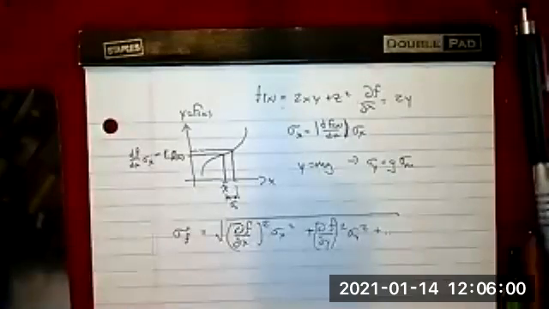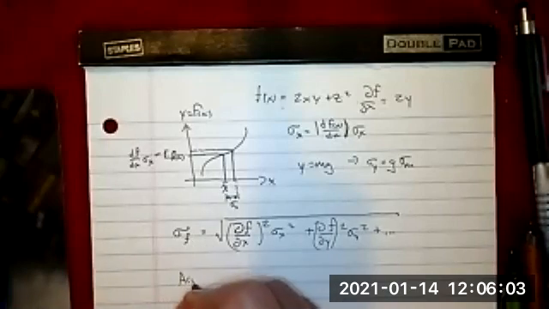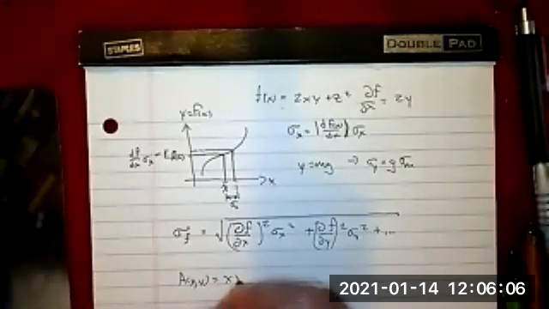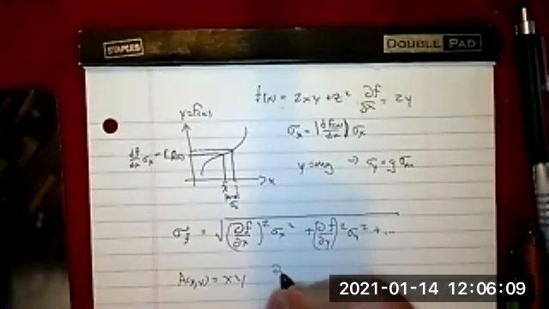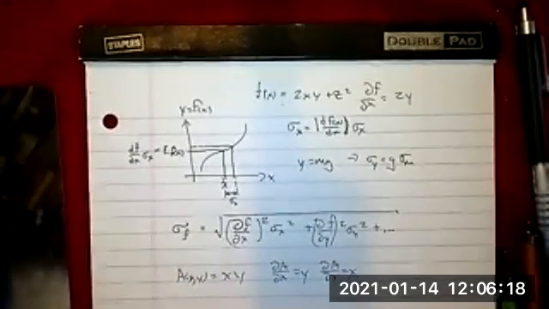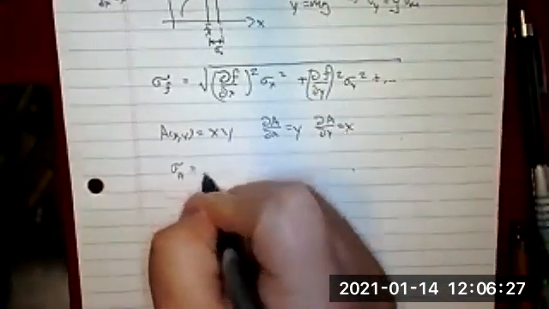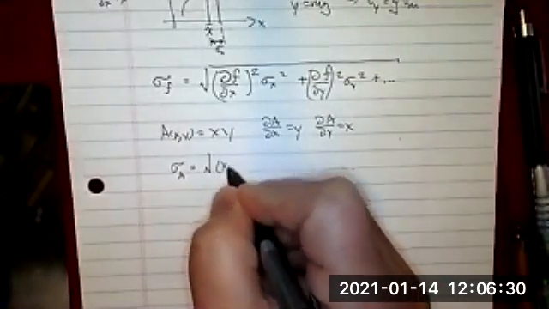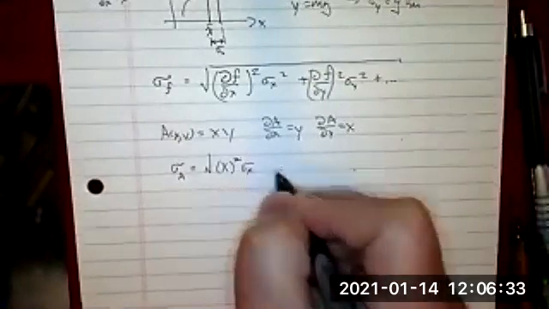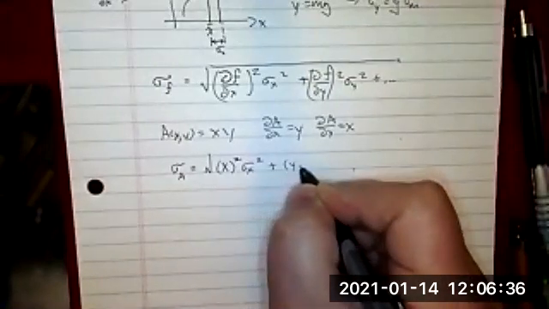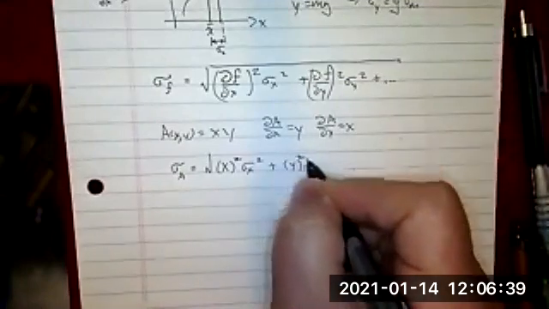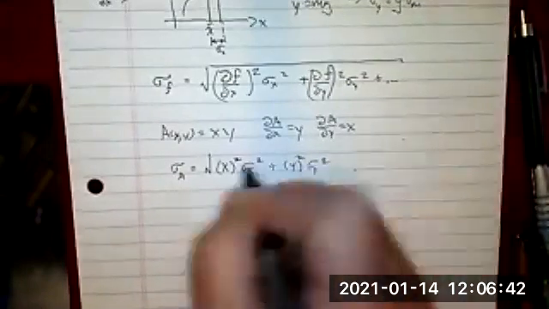Okay? So in the case of the area, we had A of x, y is equal to x times y. That means the partial of A with respect to x is just y, and the partial of A with respect to y is just x. So our uncertainty in our area, according to this neat new formula I just gave you, is going to be the square root of y squared times sigma x squared plus x squared times sigma y squared.